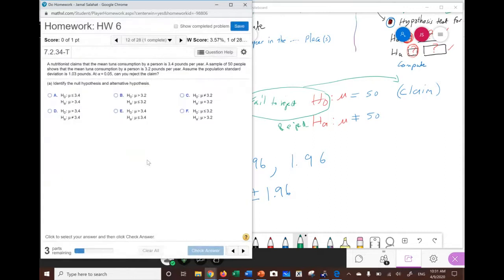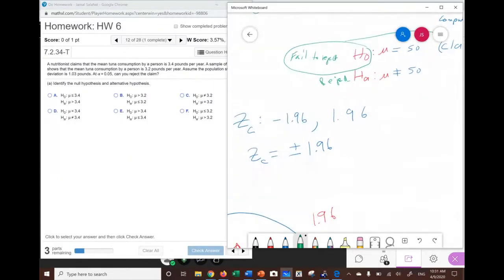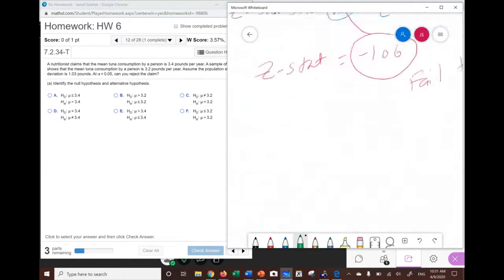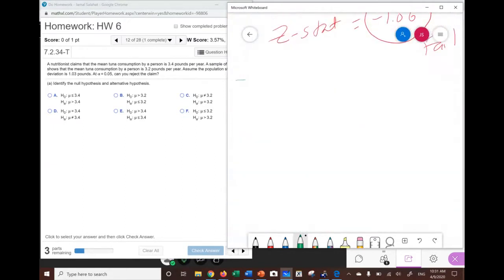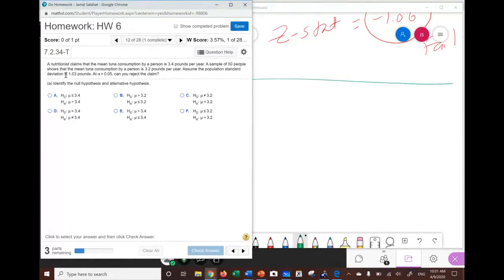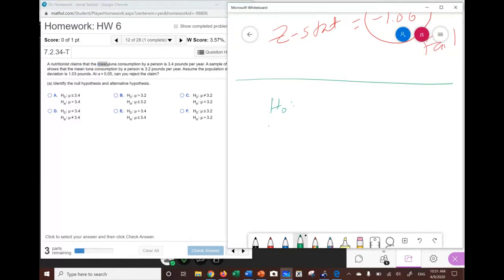Okay. Now, let's move to the next one, and we're going to try to do it a little bit faster than this one, because in this one we tried to work with a step-by-step solution. Here, if we read the problem, it says a nutritionist claims, so there is a claim here, that the mean, automatically, this is about the mean. So H naught and HA will be about the mean.